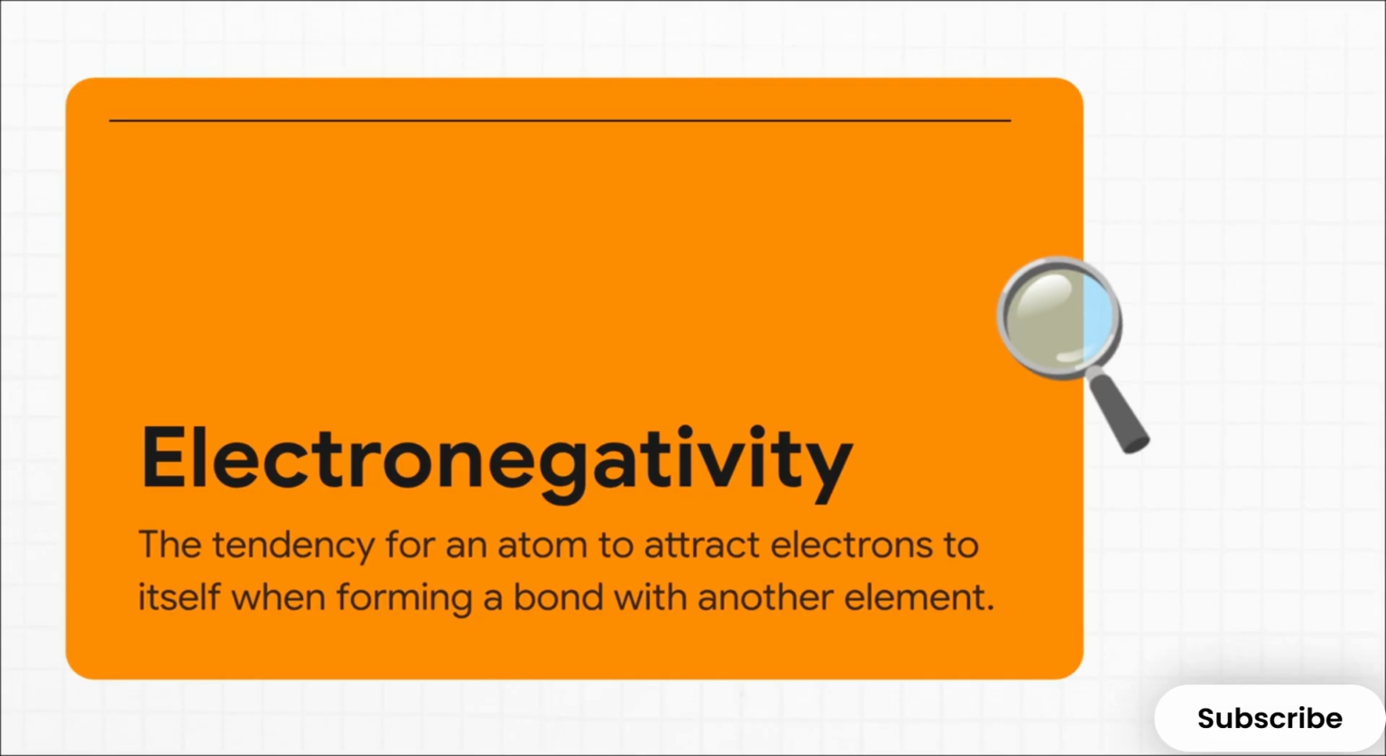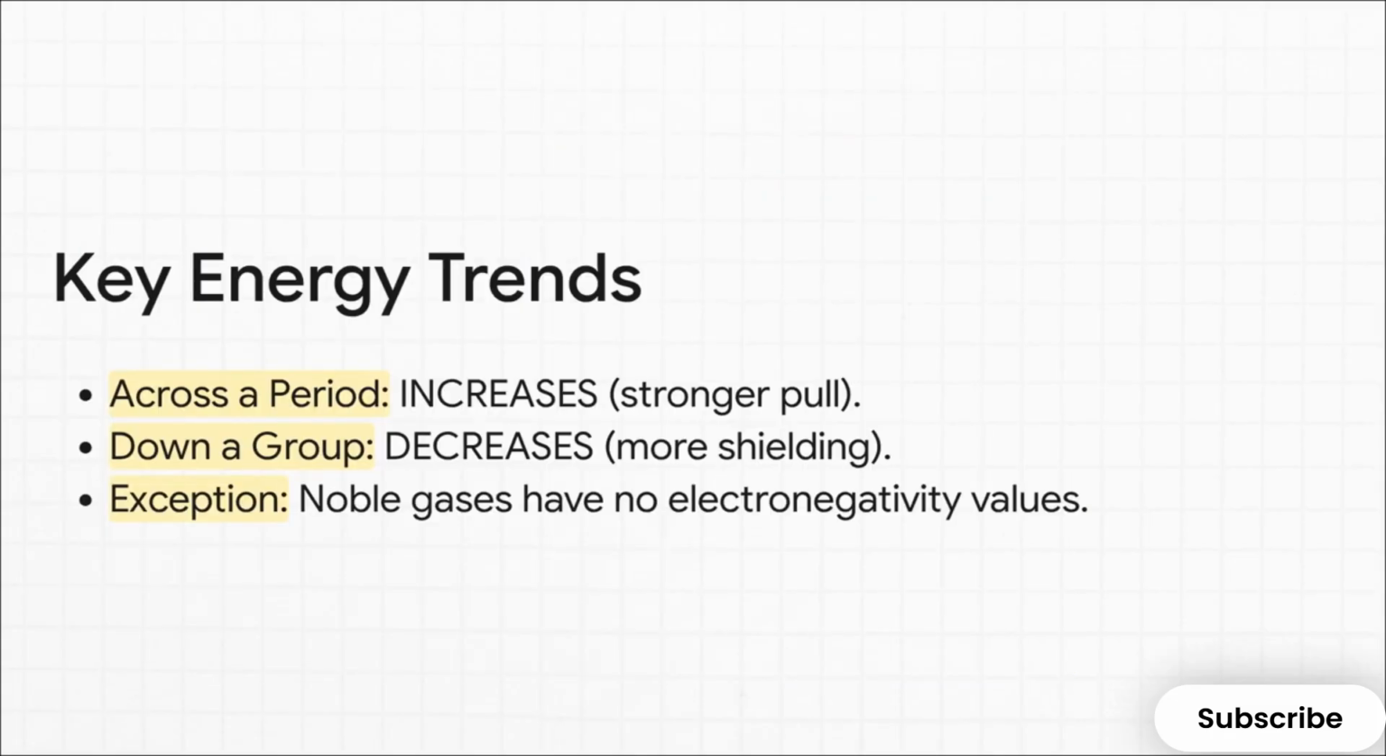Get that down first. Okay, now here's the magic trick. This is the most important shortcut you're going to learn. Electronegativity increases as you go across a period. Why? Well, that stronger nuclear charge we talked about, it's just better at pulling in electrons from a bond.